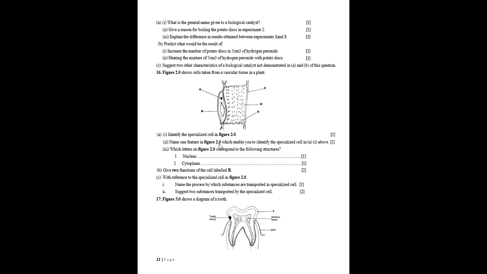Then B. Give two functions of the cell labeled B. Is it the companion cell? This structure is not that clear, so I don't want to give you false information, and I'll just end here.